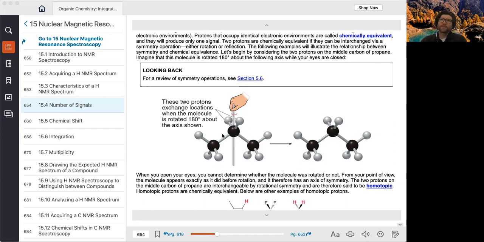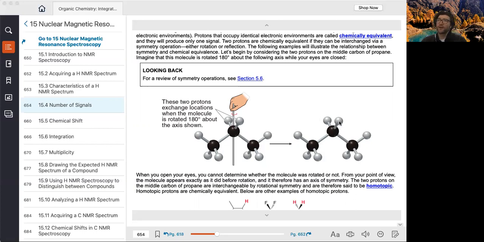If you look at this middle carbon, the two protons specifically that are attached to it, if you rotate this molecule around this middle carbon 180 degrees, you could not tell a difference between either of these protons. Because this molecule has a rotational axis, those protons are identical, and we consider those protons to be chemically equivalent.